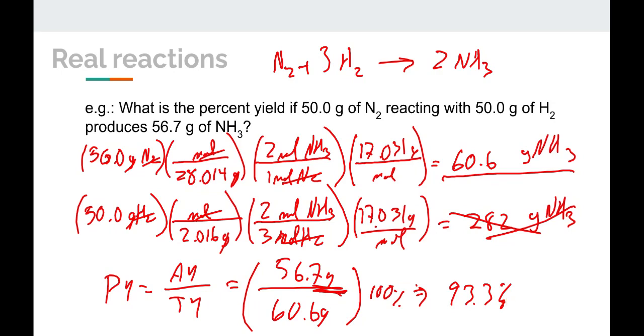And if I did a lot of trials of this, and this was really consistent, that means that I would know that I'd have to overshoot by like 6.7%, I guess, to end up with the amount of ammonia that I really wanted to have.